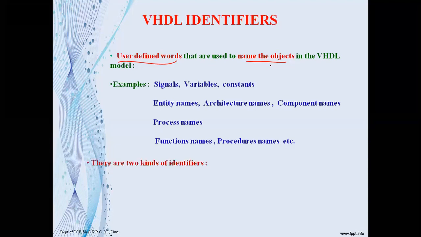Okay, and here there are two kinds of identifiers. In VHDL we have two types of identifiers. The first one, basic identifiers. Second is extended identifiers. So we will see the basic identifiers and the extended identifiers with examples. So identifiers are user defined words, they are used to name the objects in the VHDL.